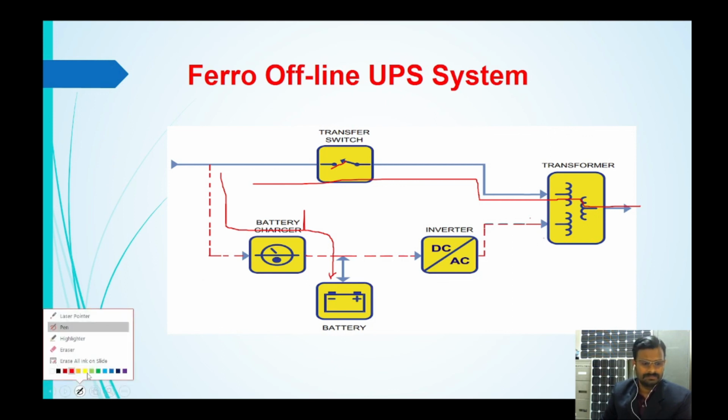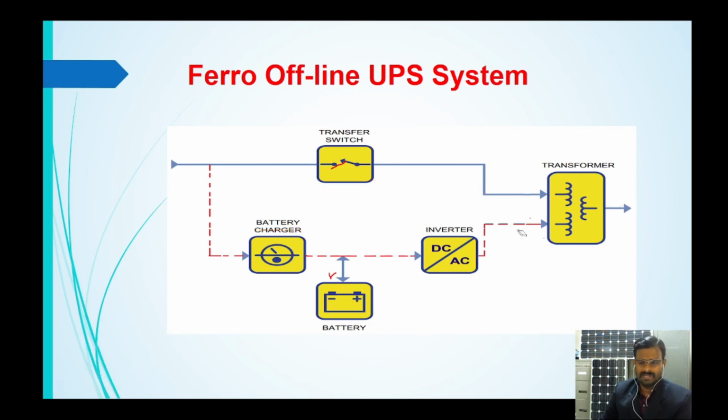During the power off mode, or when the power is not available, the battery is going to deliver to the load through the inverter and through the transformer. The battery gives DC to the inverter input, which is converted into AC, and the same function of the transformer takes place here also: it filters the noise, does voltage regulation and waveform shaping, and then gives the output waveform.